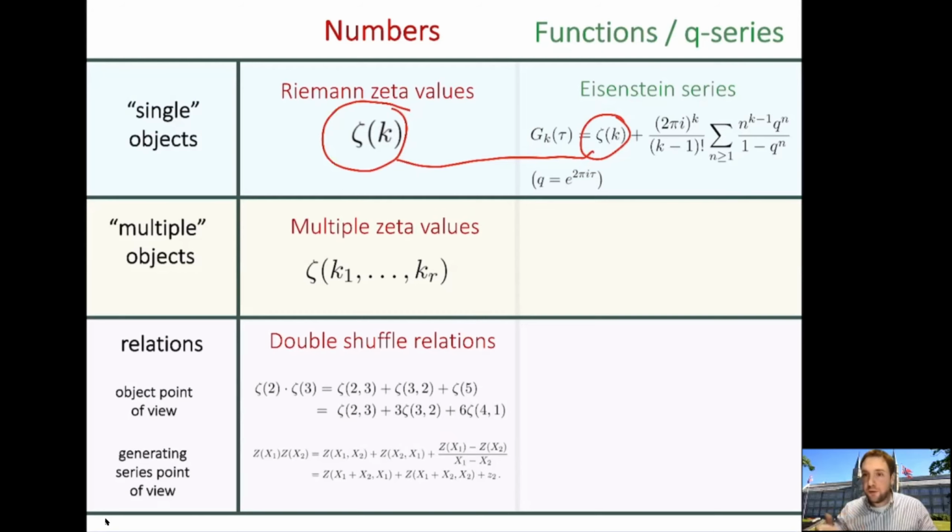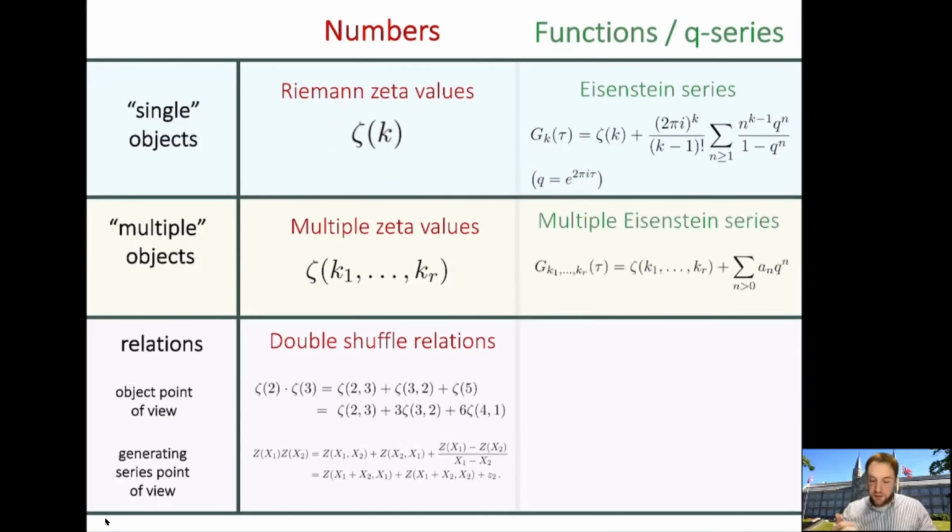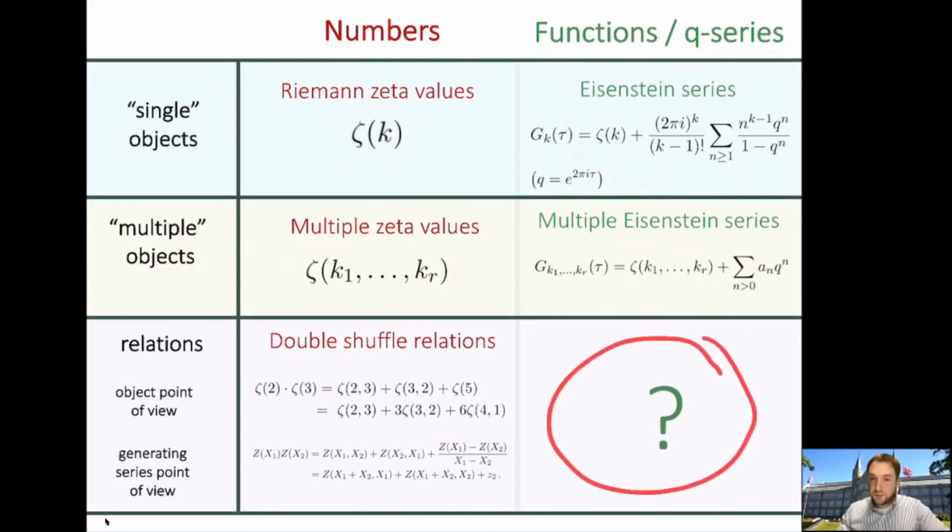But then there's, of course, a natural generalization by so-called multiple Eisenstein series, which I will also define later in more detail. You can think of them as being the multiple version of these Eisenstein series, which are also some functions, but they also have a Fourier expansion. The constant term of their Fourier expansion is then given by these multiple zeta values. And now the big question, or the motivation for this talk, is this part here. This is what I want to explain at the end.